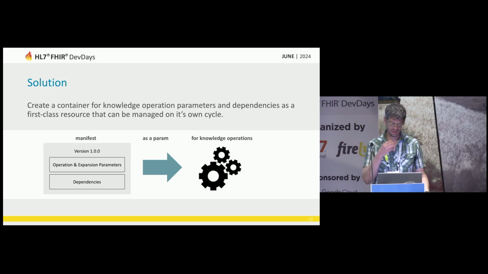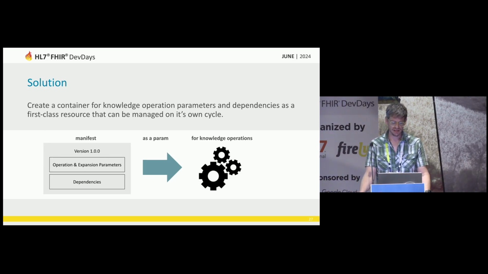And so what we're proposing in this IG is a manifest, which is actually a FHIR library resource that has in it all of the operation parameters, including expansion parameters, and it has all the dependencies, and that's passed into knowledge operations. In this case, this manifest itself is a FHIR knowledge artifact. It's a library resource type, and it has its own version. So you could have version 4 of your quality measure, and then you can have version 1 of your manifest that pins it to a specific version of LOINC. And then you can use those in concert in your engine that's running those measures.